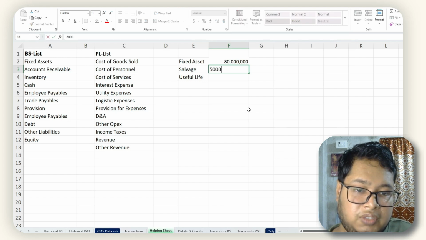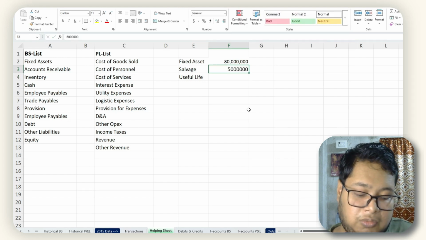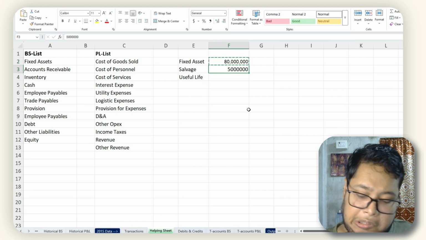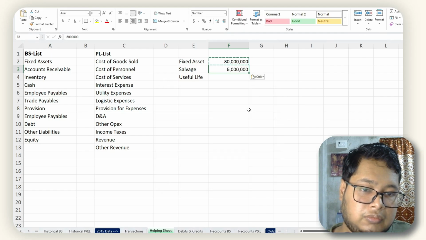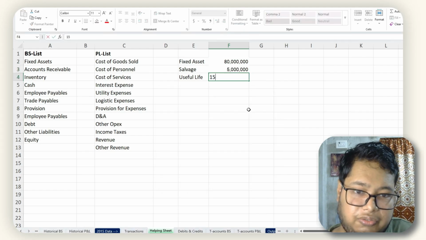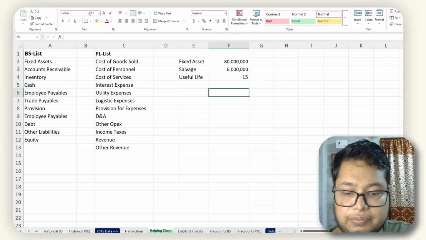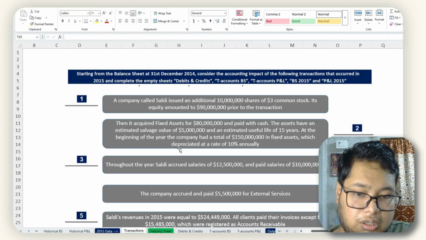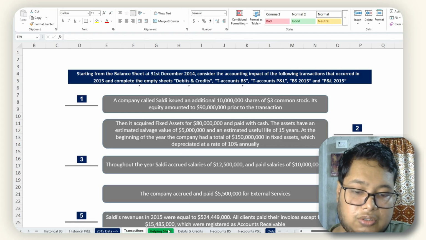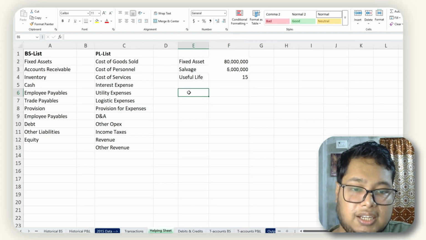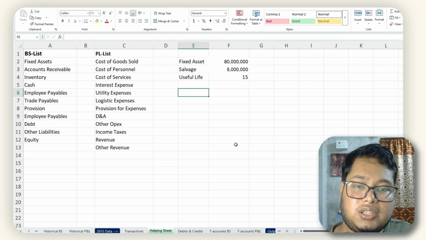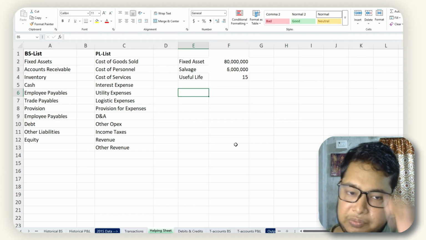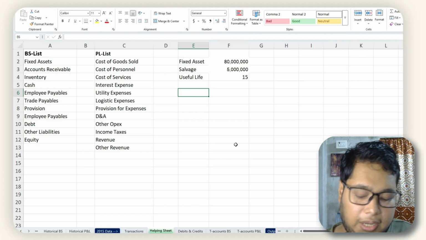Again, 5 million. Not looking the same. Cool. It should be copy, Control Alt V, enter. Cool. The useful life is 15 years. Okay, so if we go with the SLM method, we can know how much depreciation we have to charge here, right? So let's do that calculation.